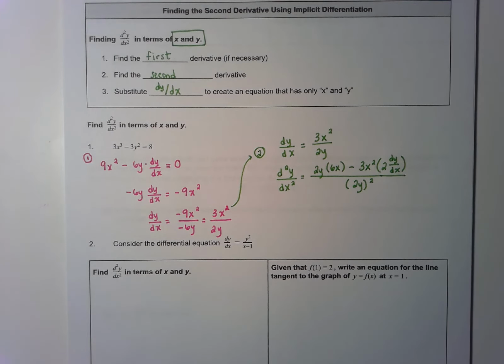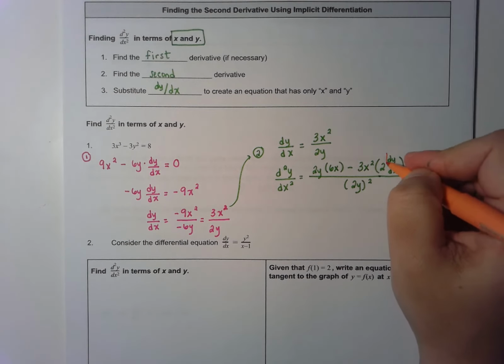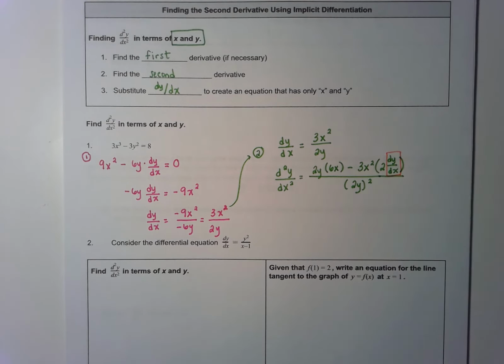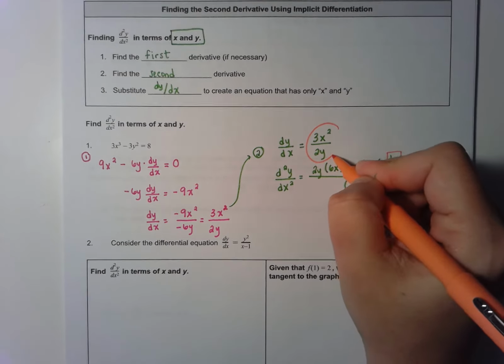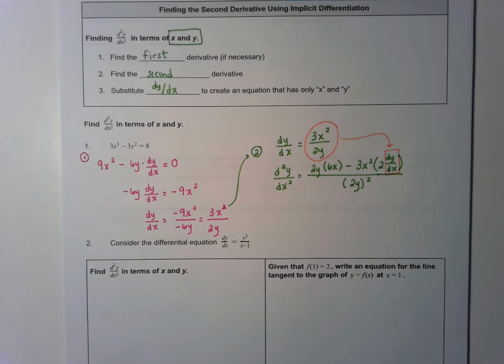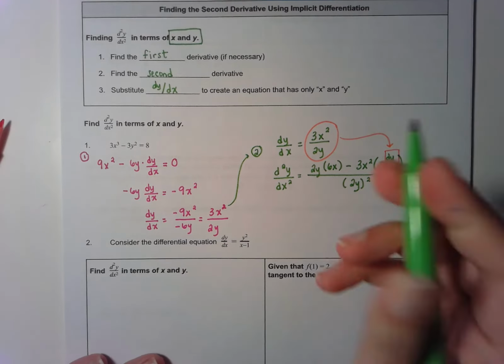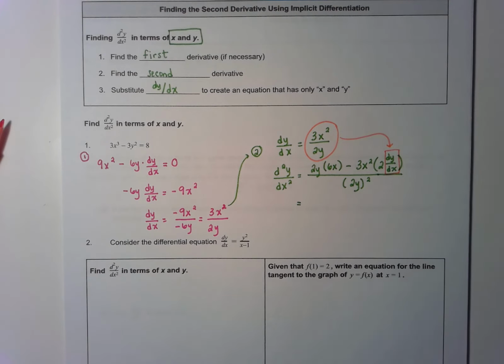Okay, so now we've got the second derivative, but what you'll notice is that we have a dy over dx in our equation. We do not want a dy over dx in our final answer. We want only x's and y's. So what we're going to do is take this equation for dy over dx and substitute it into here. What that means is that our new second derivative would be, and I'm going to simplify a little bit here as I go.